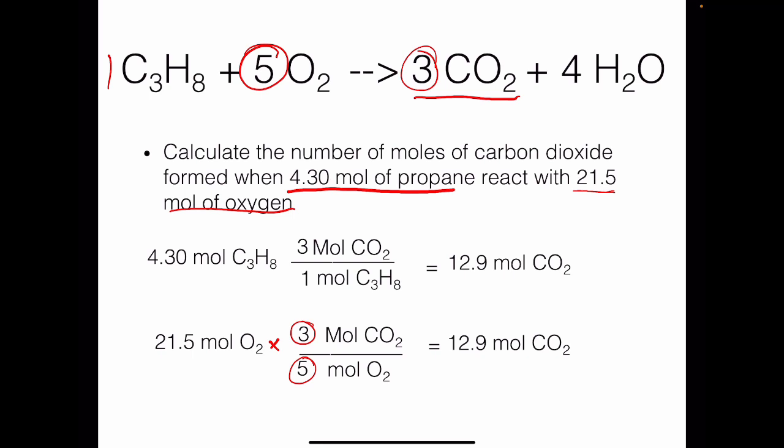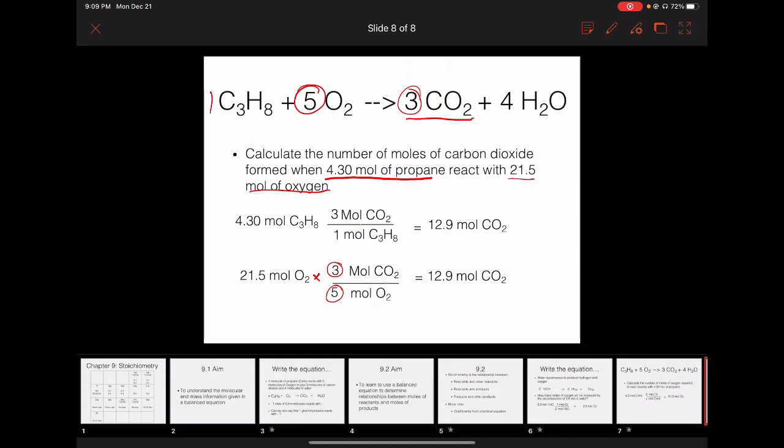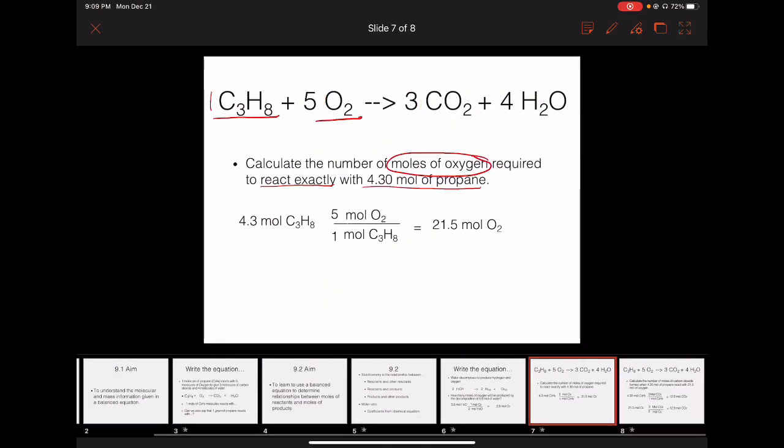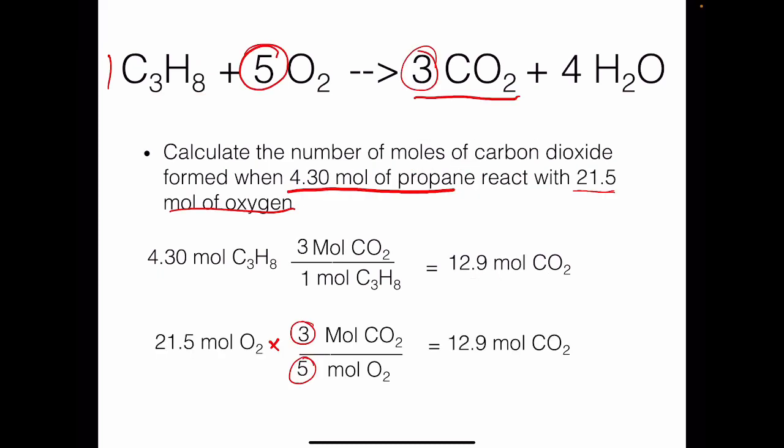You can see here, we've produced the same amount. And why have we produced the same amount? What we see here is in the previous slide, we had already determined that 4.3 moles of propane equals 21.5 moles of O2. That's exactly what we saw right here. Because 4.3 moles of propane equals 21.5 moles of O2, they are going to produce the same amount of CO2. They are stoichiometrically equivalent.